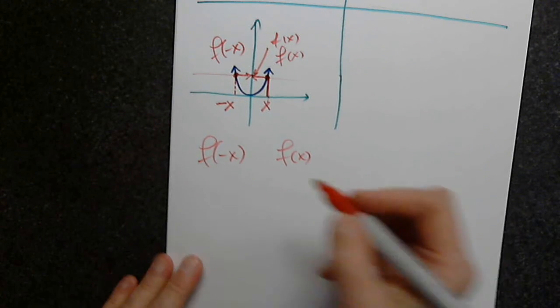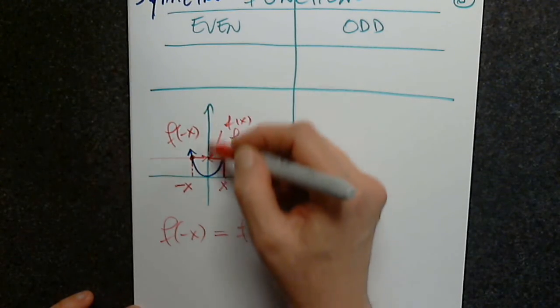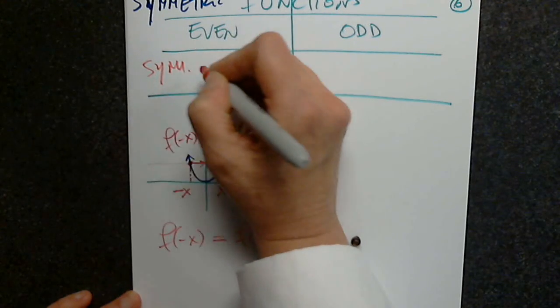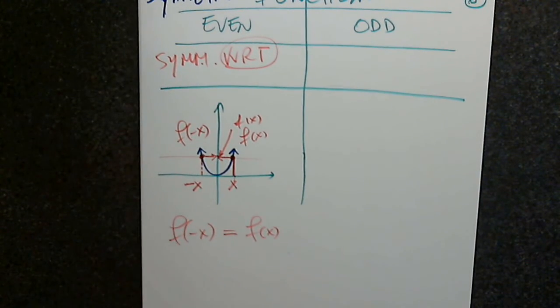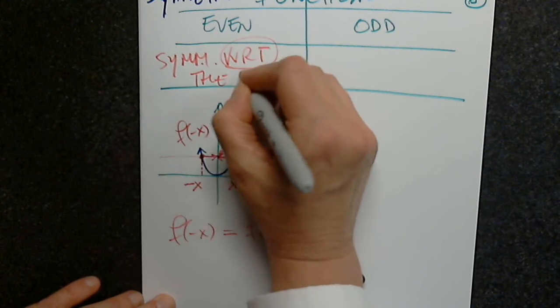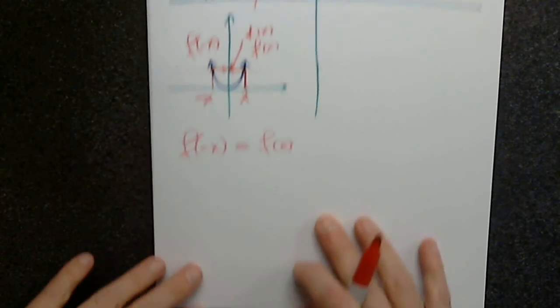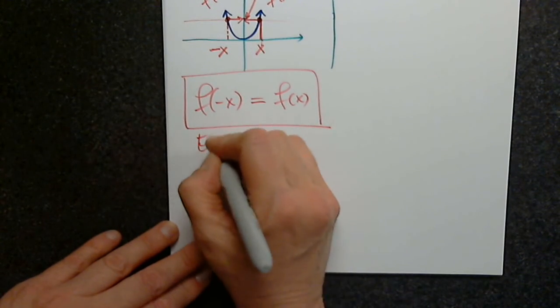They must be equal. This is what we call an even function, which will be symmetric with respect to the y-axis. Symmetric with respect to, this is how lazy people write, with respect to the y-axis. So functions can be even, which means their graph is symmetric with respect to the y-axis. The algebraic relationship is this. Here's an example.